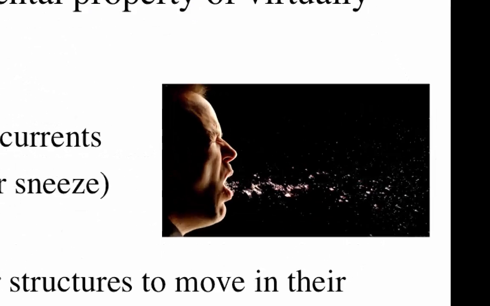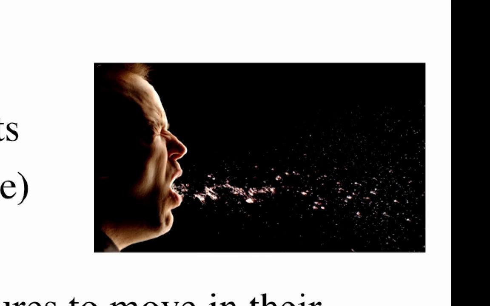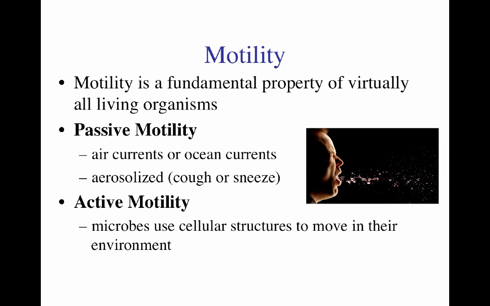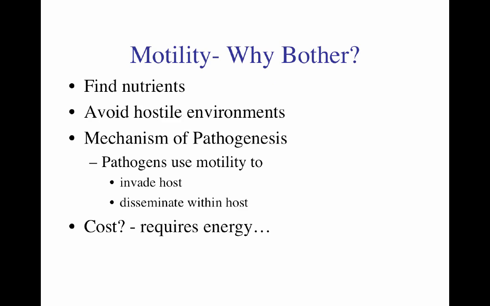For example, when a person coughs and sneezes, look at the way that this person is coughing and is not covering their mouth, and all those small particles that you can see are particles that potentially could carry microorganisms to the next person. The other way in which microorganisms move is through active motility, in which they actually have structures in their cells that allow them to move within their environment.